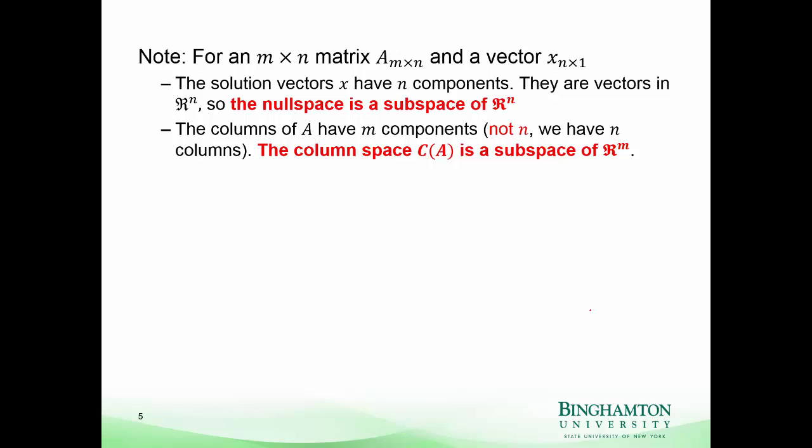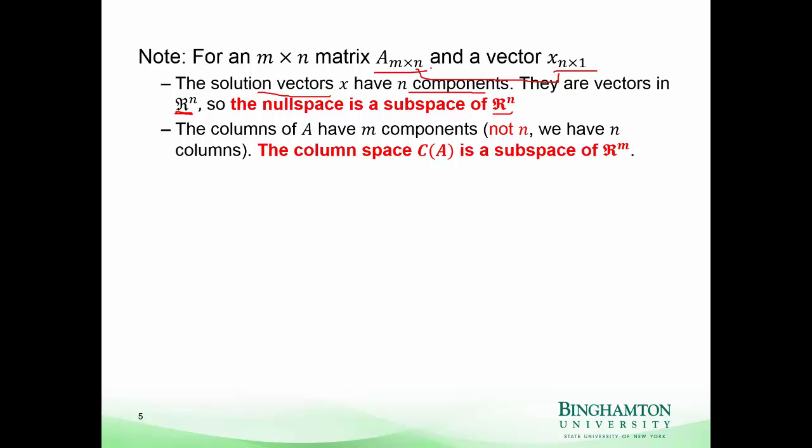So let's look at this. We've got these two spaces that we're playing around with here. We've got an m by n matrix. We've got an n by 1 vector. Notice that the n's are matching up so that they can multiply. And we're seeing that our solution vectors x have n components. So they're vectors in Rn, and the null space will be some subspace of Rn.